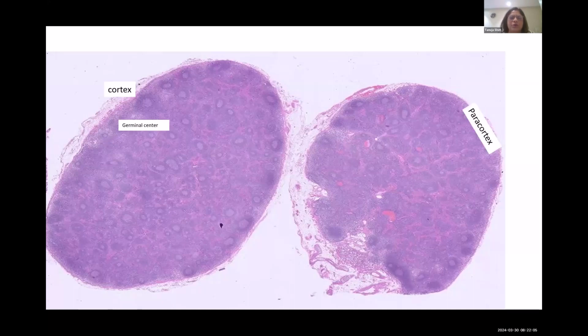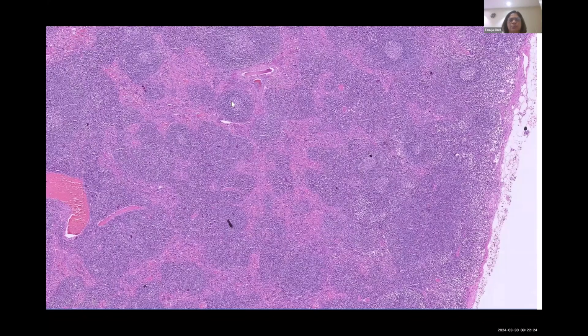So let's look at each of the compartments of the node. In the cortex, as I said, you have germinal centers. And these are the medullary cords that you can see there. And that's an afferent sinus which is getting into the node. Let's look at a higher power of these cells. You can see this is a germinal center. As I said, this is not a perfect node, but it is as perfect as it gets. These are your mantle zones around them, and these are your sinuses. So that's how a normal node looks.